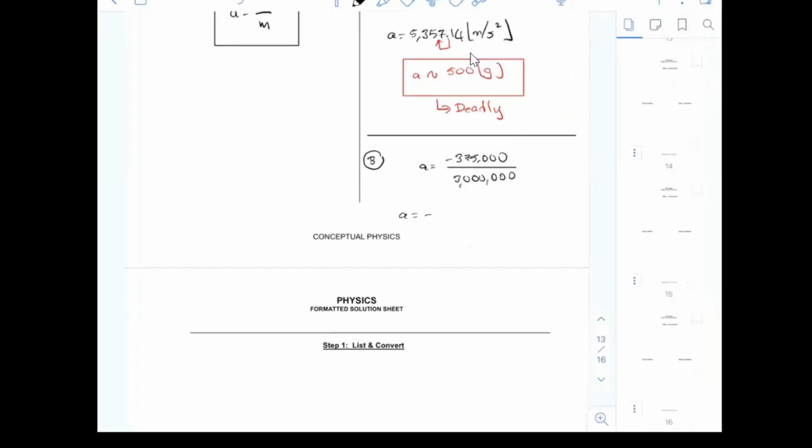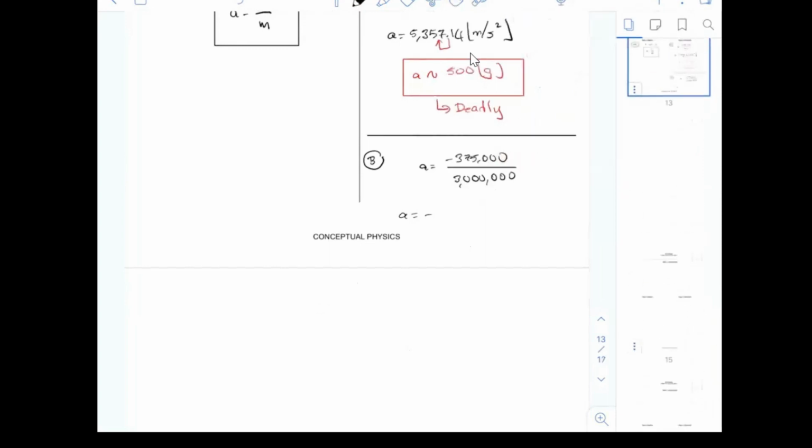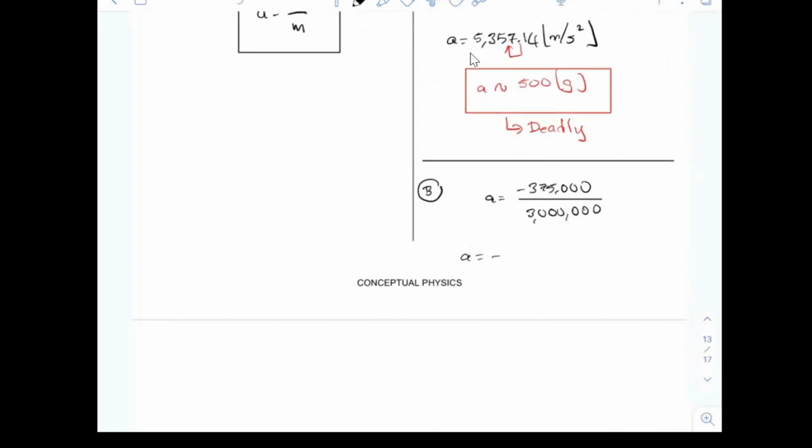0.12, negative. So it's going to be 0.12 in the negative. This is very small. I don't need to convert this to a G. It's meaningless. This is way too small. So I'm not going to even bother with that. Give yourself 5 points for that one. For those of you who came up with that number, give yourself 5 points.